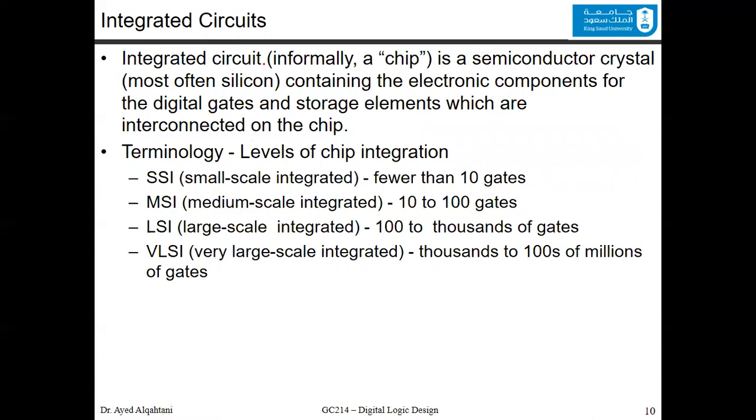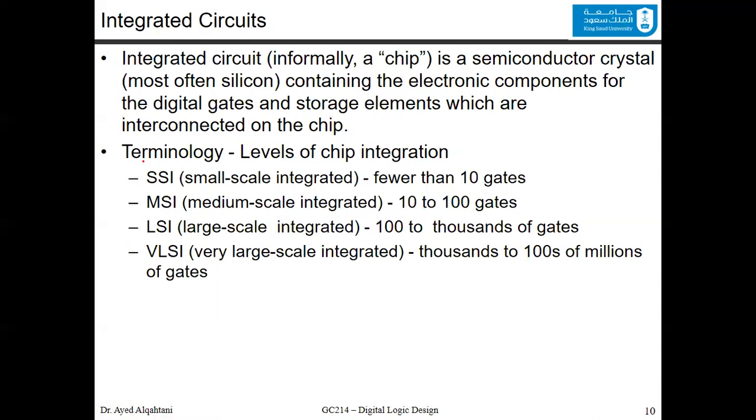Now, the integrated circuit, informally called a chip, is a semiconductor crystal, often using silicon, containing electronic components for the digital gates and storage elements, which are interconnected on the chip. The main element that we are using in chips are the transistors. They have 2 types, the NMOS transistor and the PMOS transistor, but this is outside of the scope of this talk.